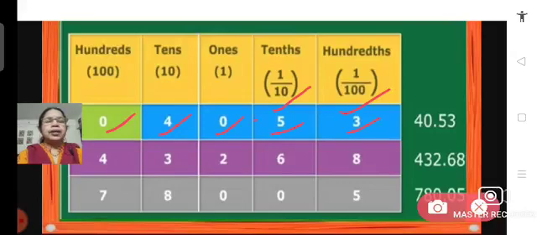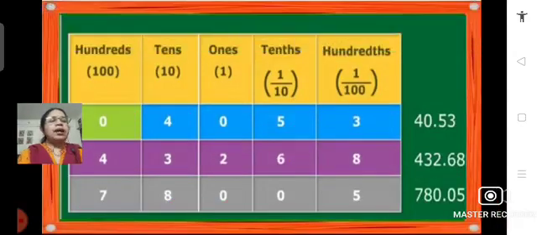So what will be the decimal number? It will be 40.53. Let's look at second example. We have 4 hundreds, 3 tens, 2 ones, 6 tenths and 8 hundredths. Then the number will be 432.68. In the next example, we have 7 hundreds, 8 tenths, 0 ones, 0 tenths and 5 hundredths. Then the number will become 780.05.